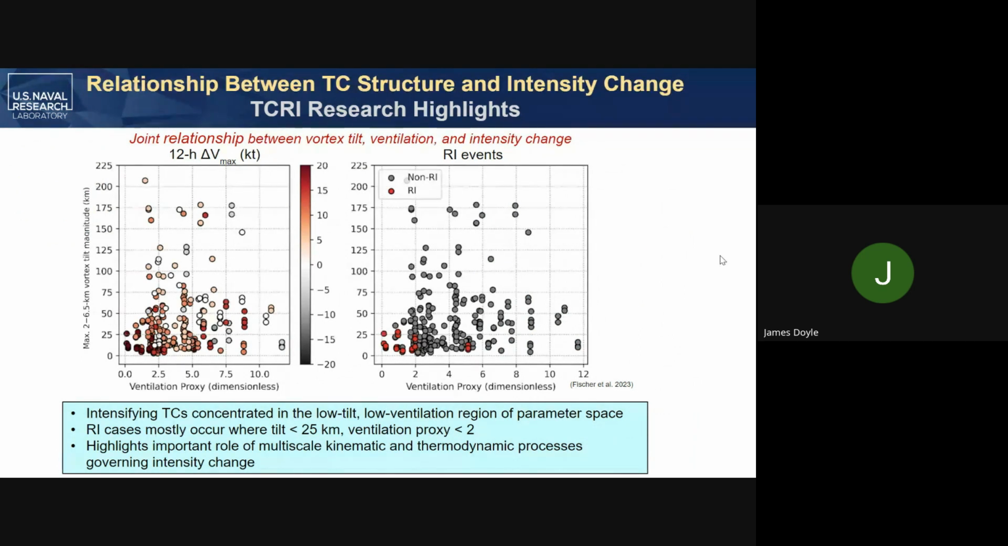And then a follow-on study that Michael led looked at, once again, this characterization of intensification of these storms using the TDR data set, and found that intensifying TCs concentrated in the low tilt, low ventilation region of parameter space. So the RI cases mostly occur where the tilt is relatively small and the ventilation is relatively weak. And so it just highlights the real importance of the multi-scale kinematic and thermodynamic processes that need to take place to kick off this onset of RI. Next, please.